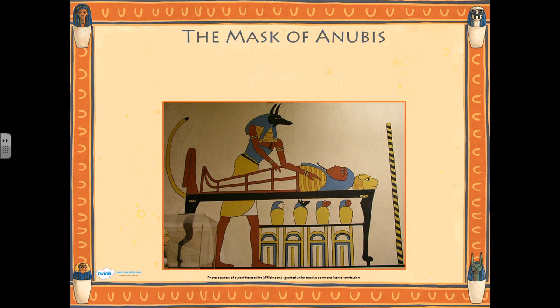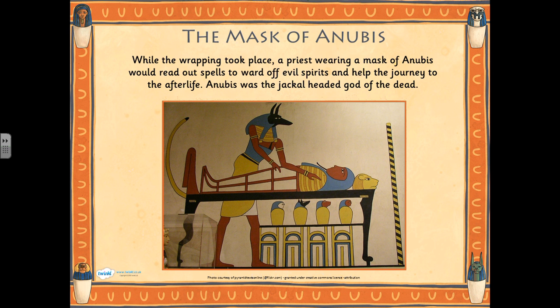Here is a picture of the mask of Anubis. Anubis was the jackal-headed god of the dead, and while the wrapping was taking place, a priest would wear his mask and would read out spells. The Egyptians thought that these spells would ward off evil spirits, so would keep the evil spirits away and help that person's body get to the afterlife.